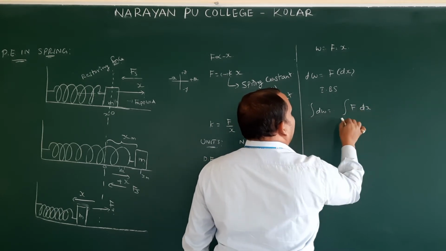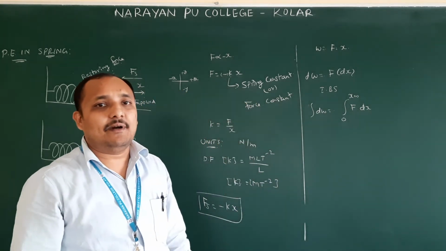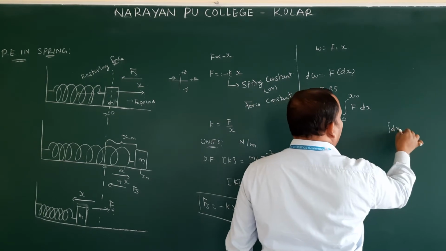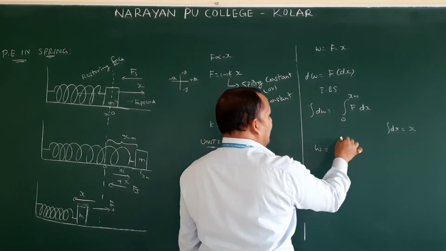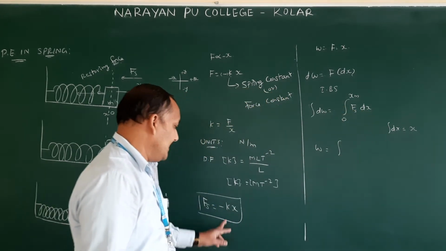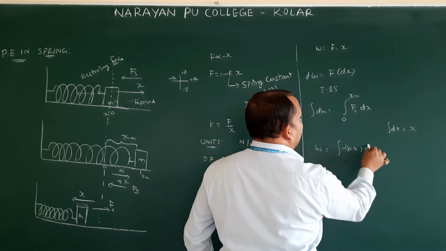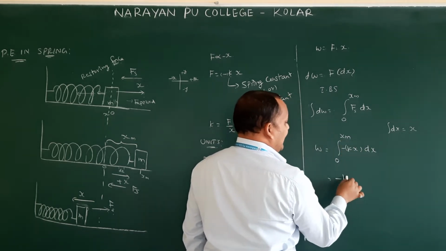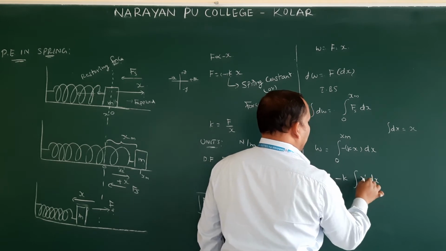This x is varying from 0 to xm, where xm means the maximum elongation. So integral dx, what is the formula? Yesterday we said integral dx is nothing but x. Therefore integral dW is W. The F value is the force developed within the spring. F is how much? Minus kx dx, from 0 to xm. So minus k is constant, x dx.